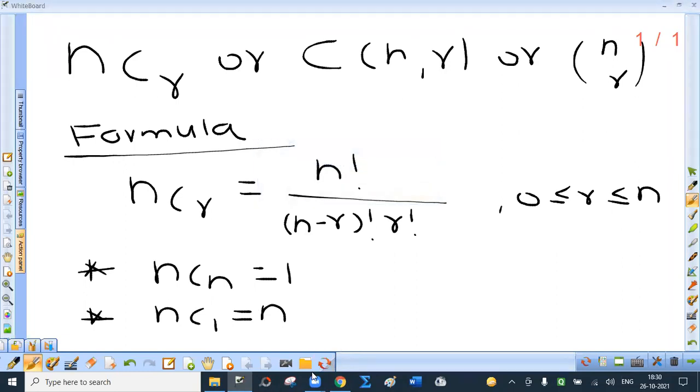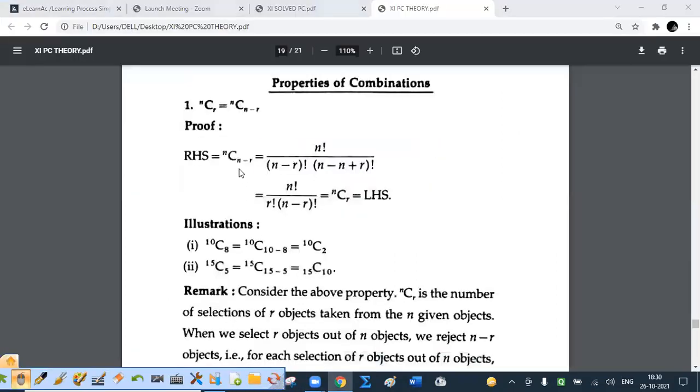Okay? And therefore, what is nC(n minus r)? n factorial upon n minus what? n minus r. So n minus n plus r factorial into this factorial. That is n factorial upon r factorial into n minus r factorial. But this is the formula for nCr only. This is very interesting. So nCr is nC(n minus r).